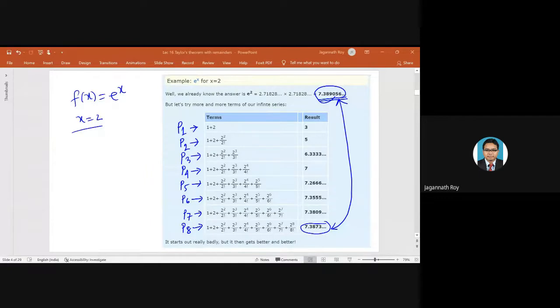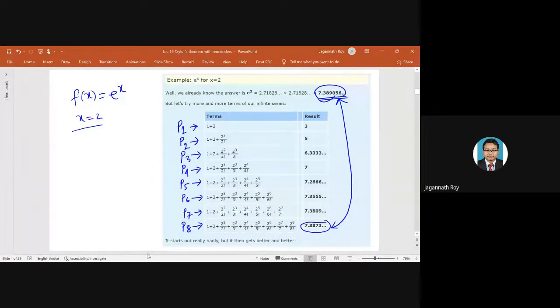Yes, this is the expression of e power x. There is no surprise because you all know. Now, if I write P8 of x, that is a polynomial of 8th order. A polynomial Pn(x) of nth order.